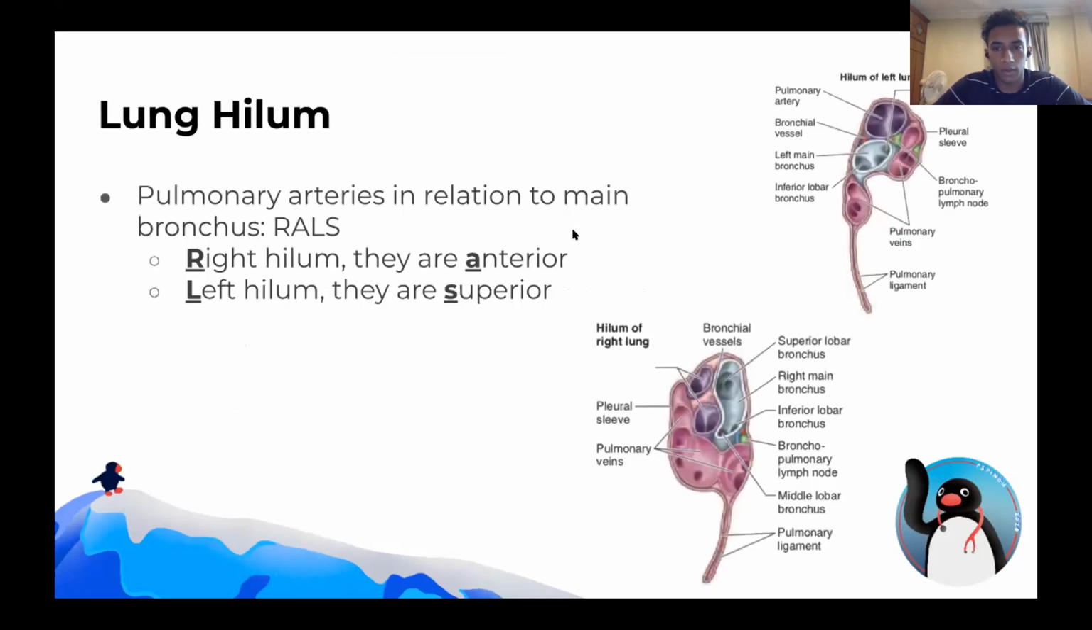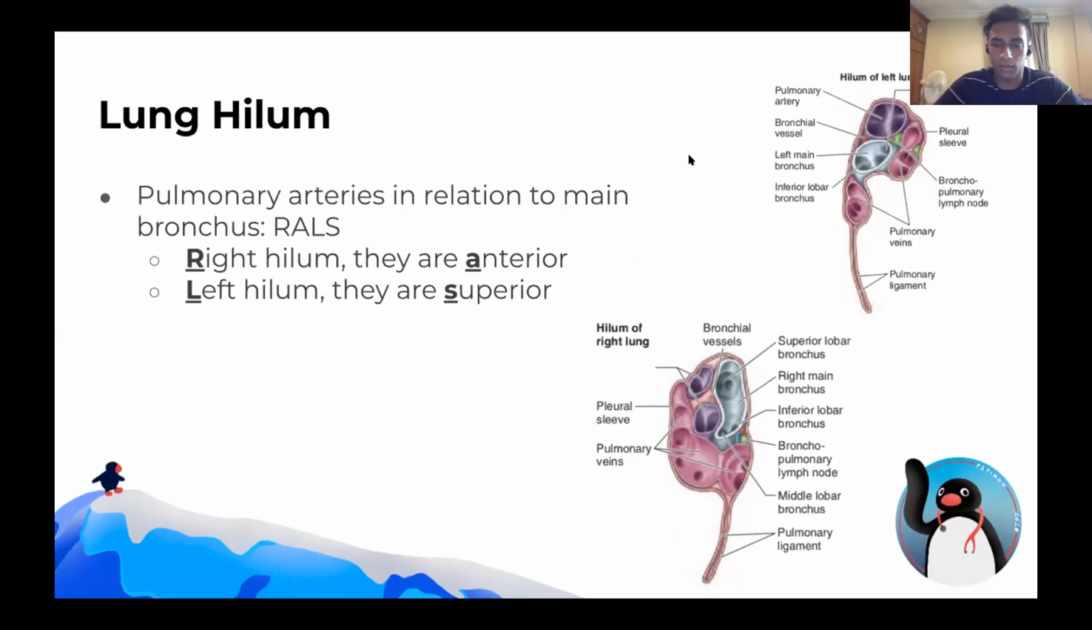Moving on. That was your bronchi. Now moving on to your lung. In your lungs, you've got the lung hilum. What is the lung hilum? It's basically a passageway for your vessels to pass in and out of your lungs. The hilum is again different on your right side and your left side.